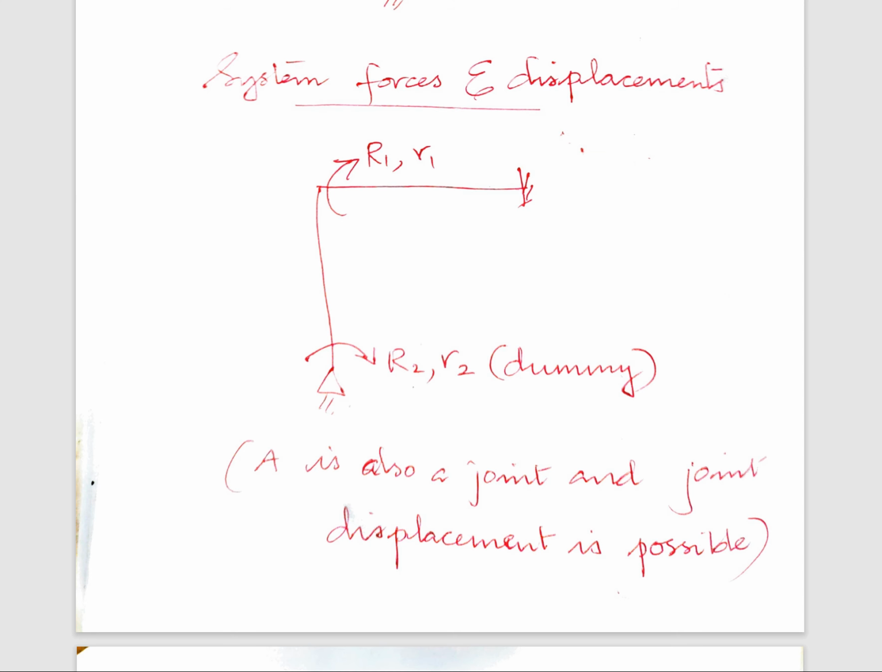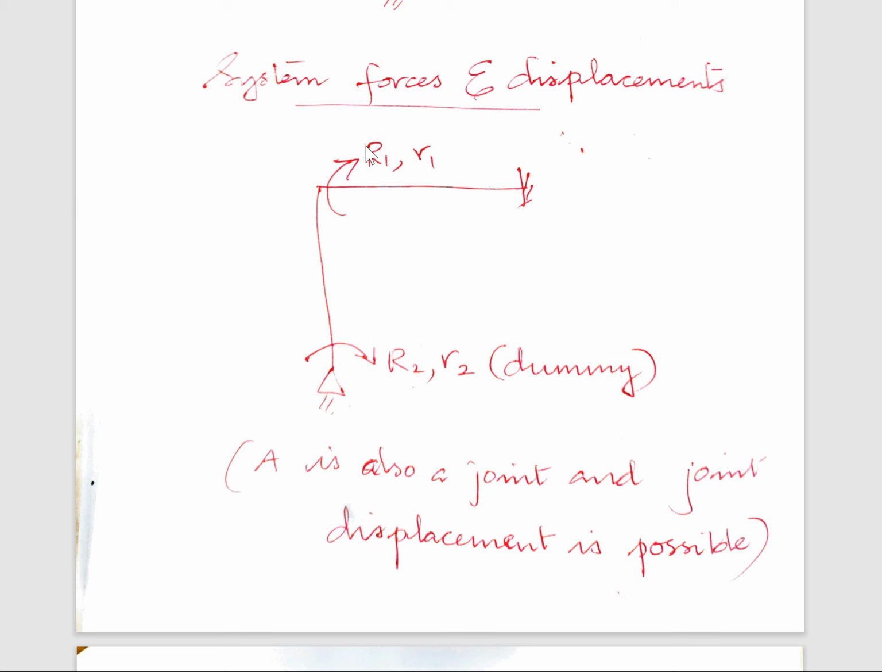And in the next step we have to mark the system forces and system displacements. We know R1, capital R1, is nothing but the equivalent joint load acting at the joint B. The clockwise 10 kilonewton meter that we marked is our capital R1.